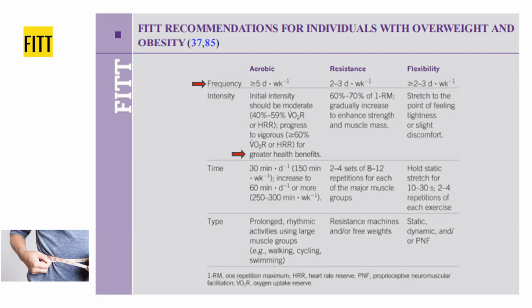Resistance training 2 to 3 days per week, 60 to 70% of the 1 rep max and gradually increase from there. 2 to 4 sets, 8 to 12 reps, and using resistance machines and free weights. And for flexibility, 2 to 3 days per week, stretch to the point of tightness, hold a static stretch for 10 to 30 seconds, and perform any static, dynamic or PNF stretching.